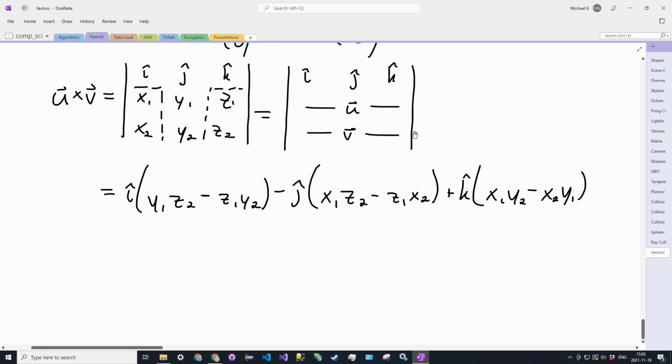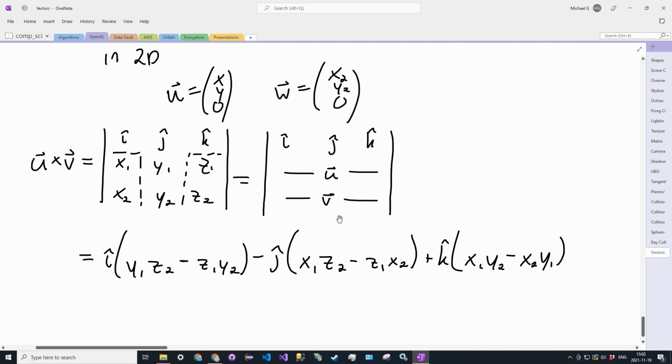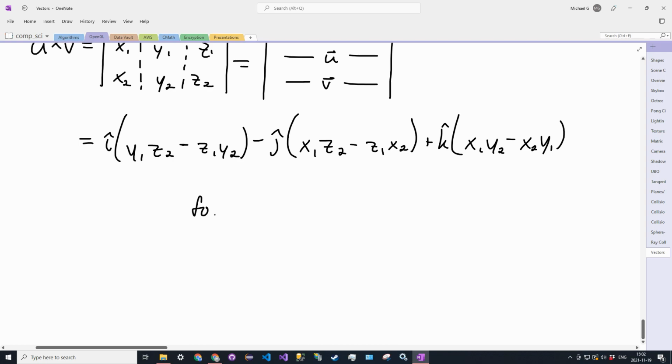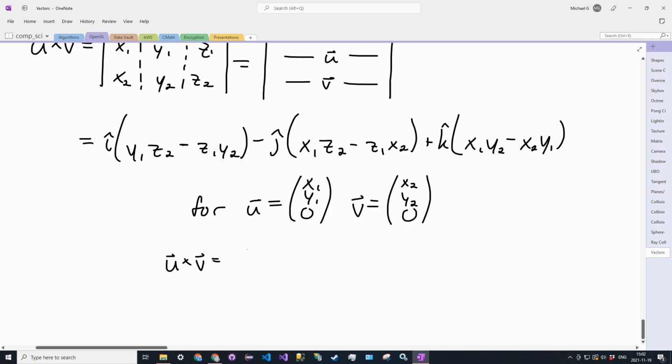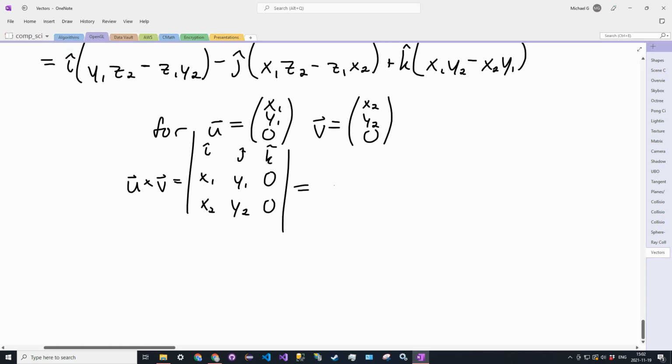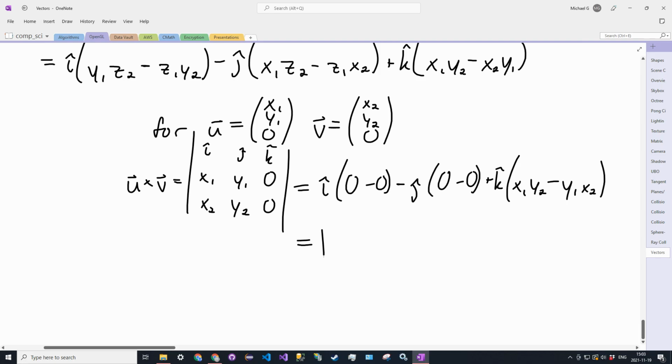And now you can see why in 2D, if we have these two vectors u and v where it's x, y, 0, these z components are going to vanish. So for u equal to x1, y1, 0 and v equal to x2, y2, 0, u cross v is equal to the determinant of i, j, k, x1, y1, 0, x2, y2, 0. If we expand this, we'll find that the i hat goes to 0 minus 0 because it's y1 times 0 minus a 0 times y2, minus j hat, 0 minus 0 for the same reason, but then plus k hat for x1 y2 minus y1 x2. So that's in the z direction. This is equal to something purely in the z direction, which is the proof of how that works.